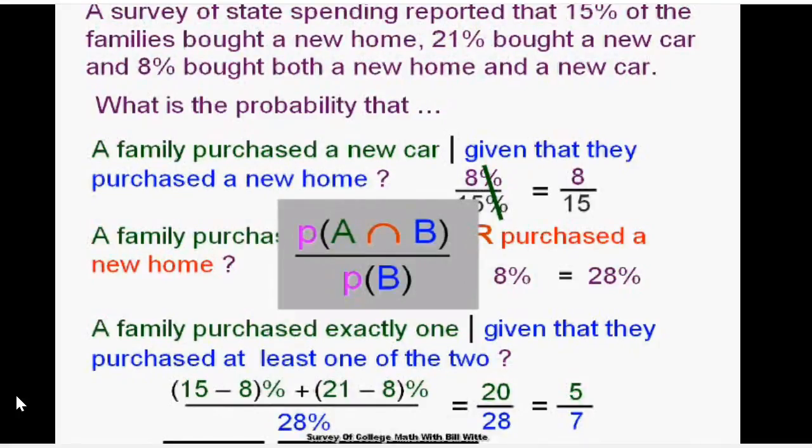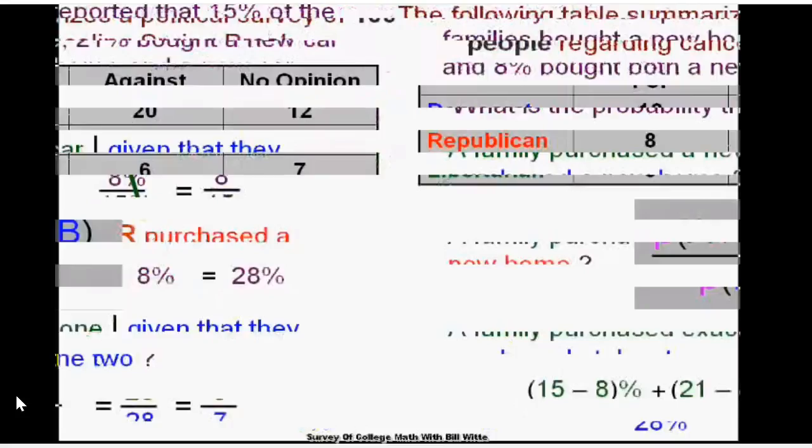But remember, the formula for conditional probability is: the probability of A, given that B occurred, is going to be the probability of A intersected with B over the probability of B happening alone.